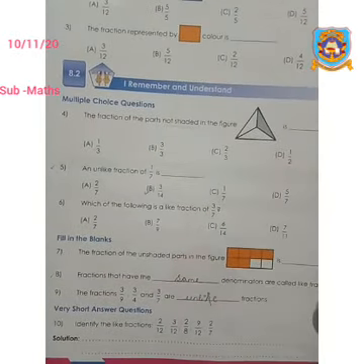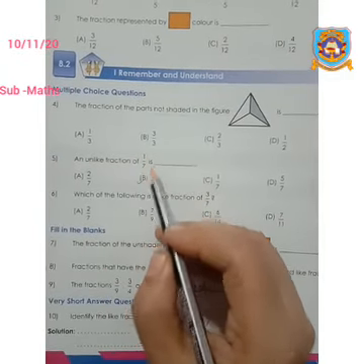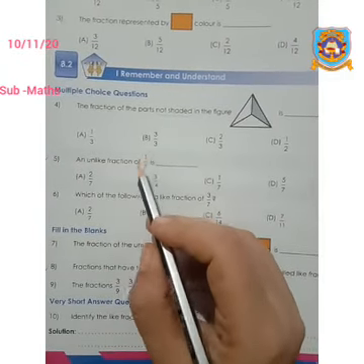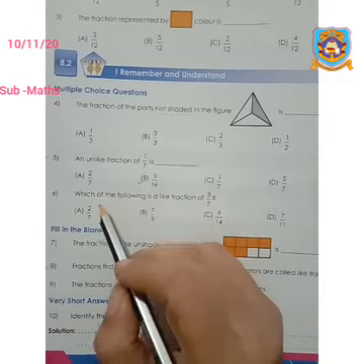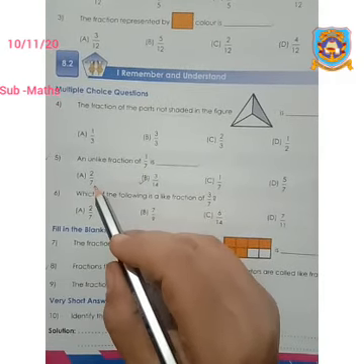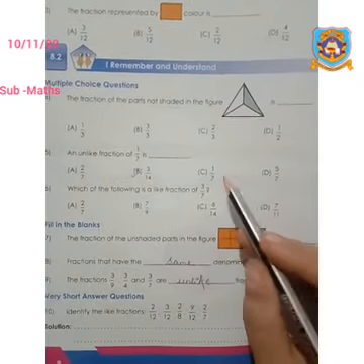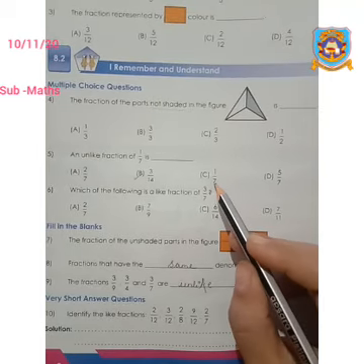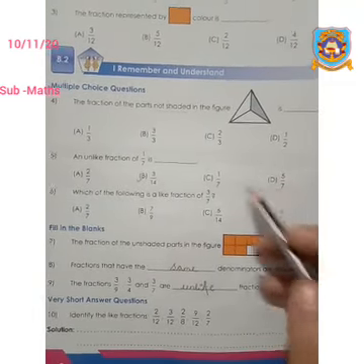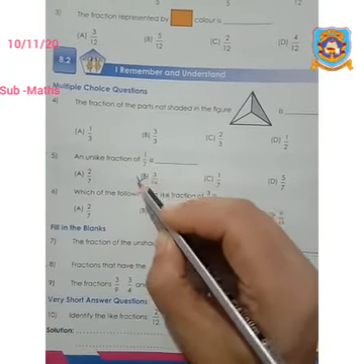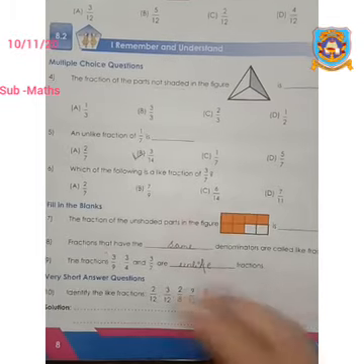Four options are given. Question number 5, an unlike fraction of 1 by 7 is. Now 1 by 7 is a fraction. You have to find which fraction is unlike this one. 2 by 7, same, because 7 is the same denominator. 1 by 7, same, because 7 is the same denominator. Similarly, 5 by 7 is also same. So the unlike fraction is option number B, that is 3 by 14. Question number 6 you have to do by yourself.